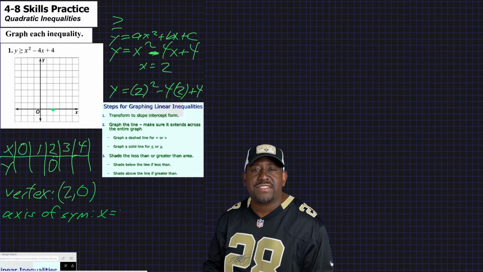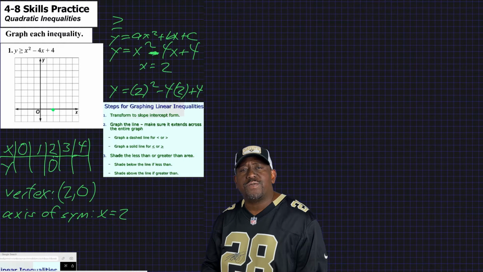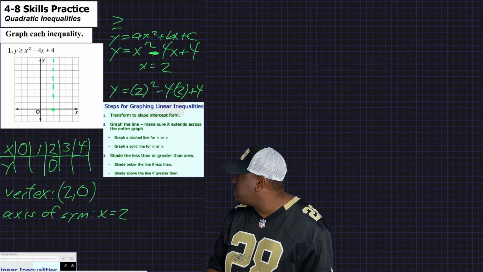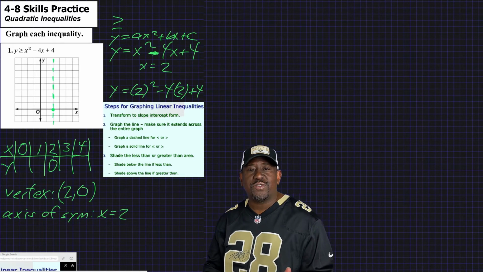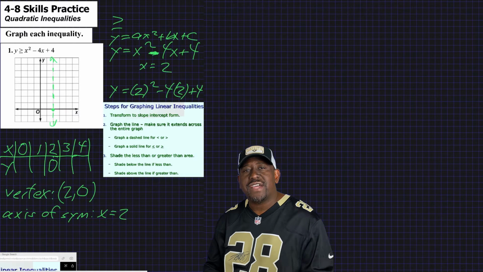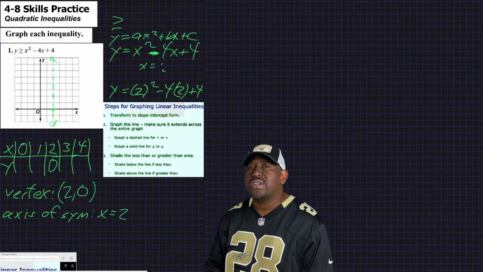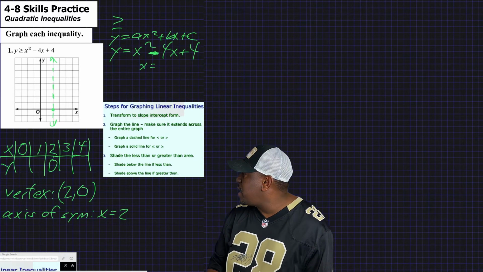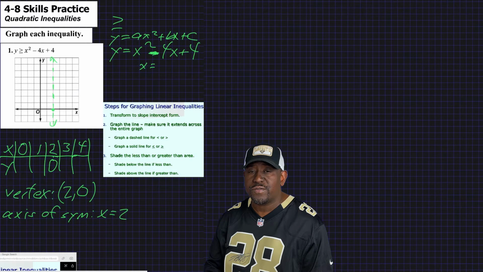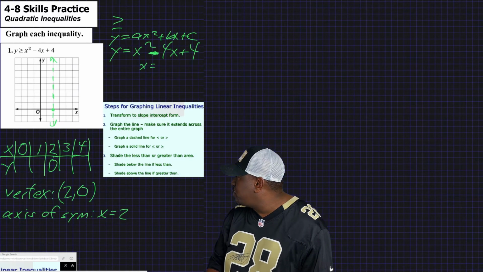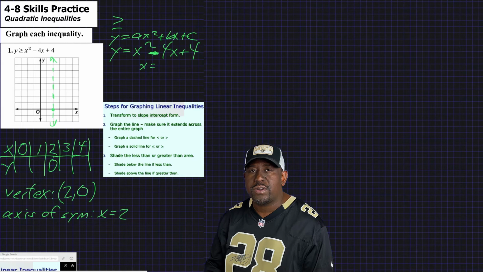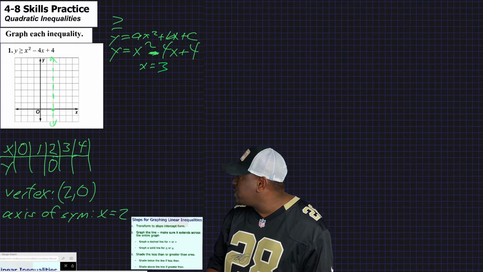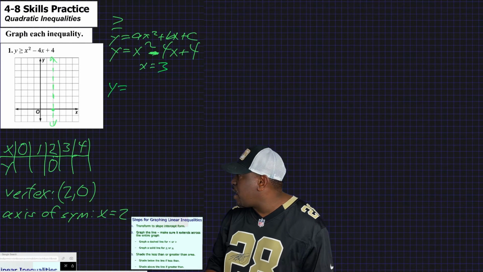Now we look for our axis of symmetry, which is a vertical line at x equals h. Well, not h, we're not doing vertex form, I'm sorry. Our axis of symmetry will be the x coordinate of the vertex, and since we know it's 2, the axis of symmetry is x equals 2, so it's a vertical line at 2. So we plot our vertex point (2, 0). We draw that vertical line at x equals 2.